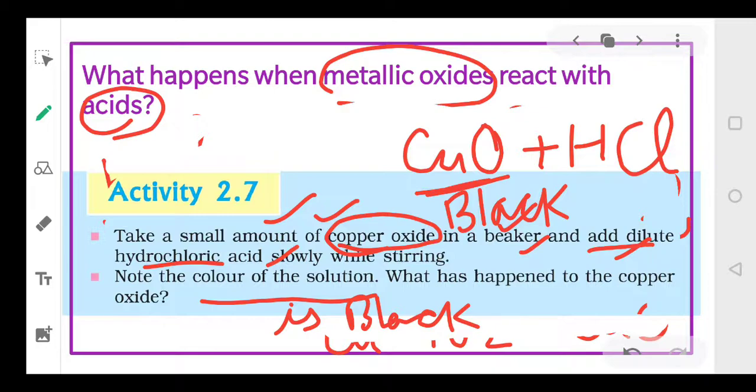Now we have added both of these. These two will react with each other. What are the reactants here? The copper oxide and the hydrochloric acid.